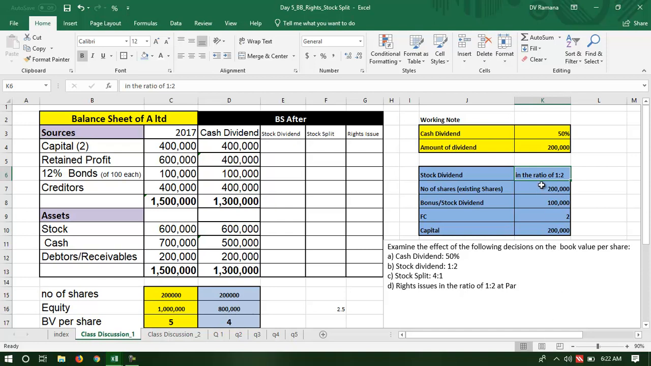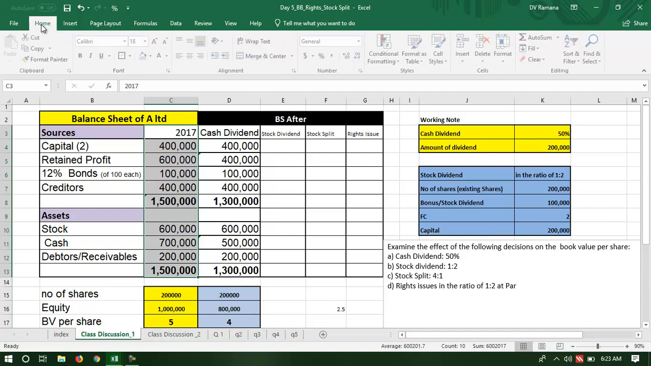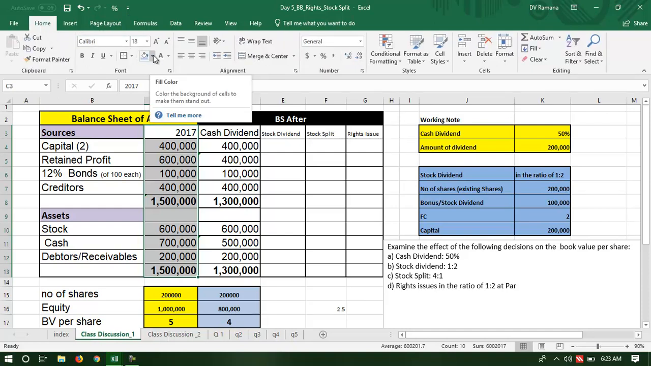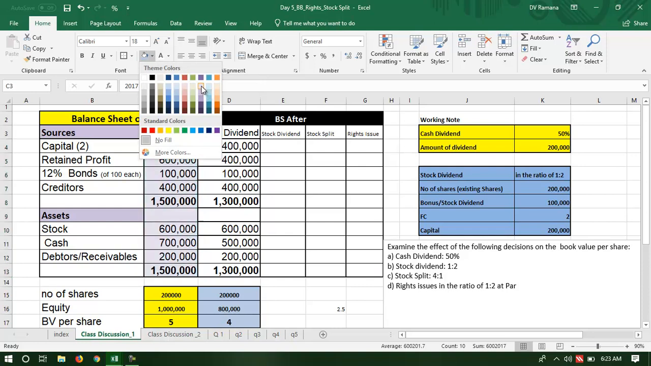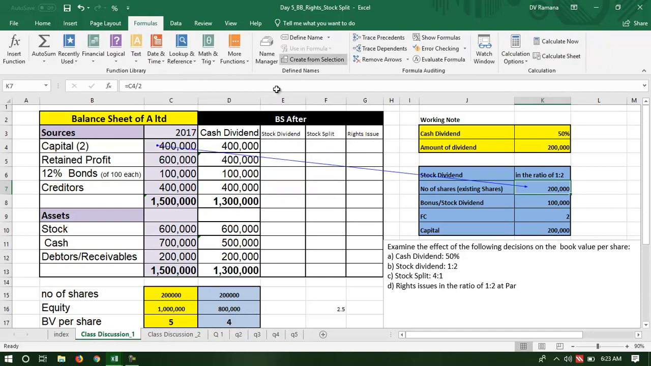So the existing shares is 200,000, right? We know already the existing share count is 200,000. For all these cases, we'll take this as a base case, okay? We're understanding the impact of these decisions on the base case, so the existing number of shares is equal to 200,000. 200,000 is capital divided by the face value. And the face value was 2.